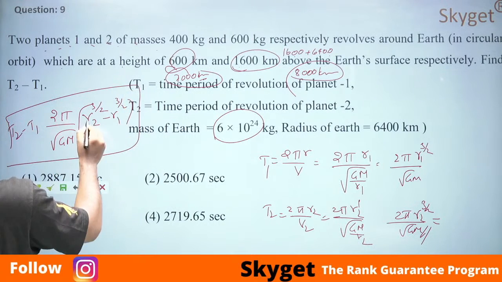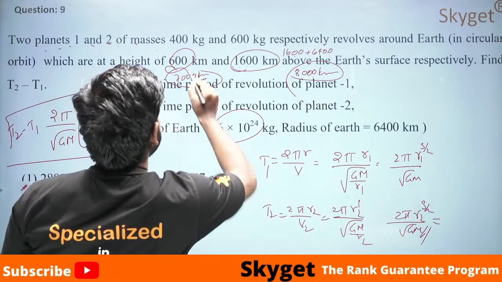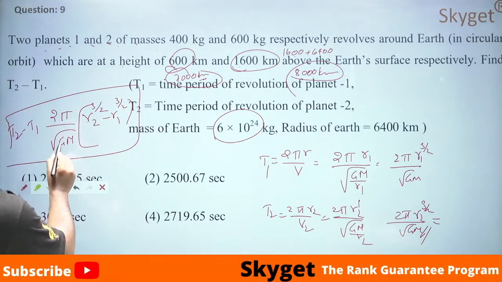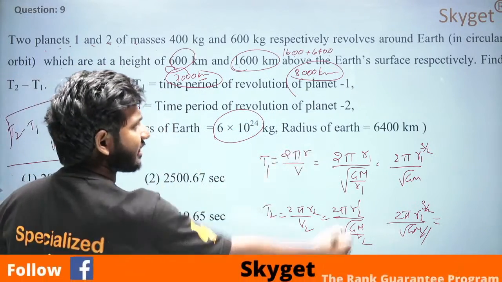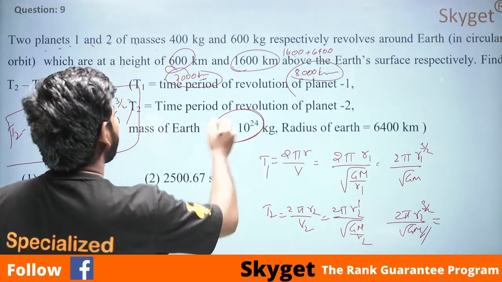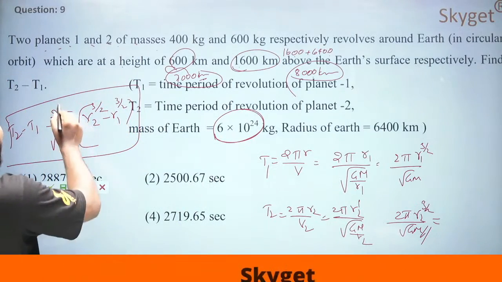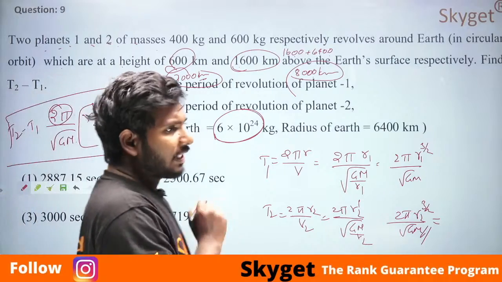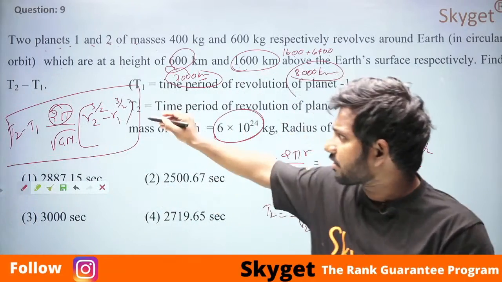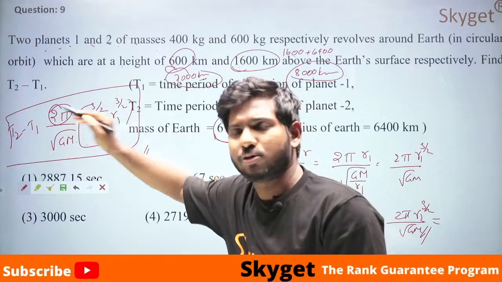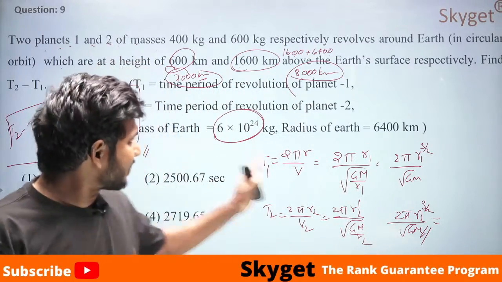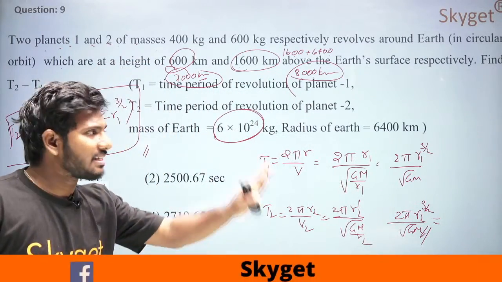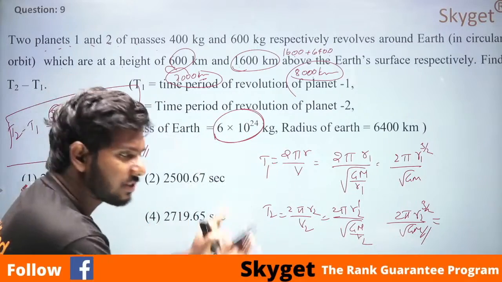If you substitute this radius 8000 and 7000 and G as 6.67 into 10 power minus 11, the M is 6 into 10 power 24 kg and 2π value 2 into 3.14, you will get the answer. And this is the final formula. You substitute these values and you will get the answer, students. Just calculation is lengthy, but this answer is as easy as it looks here.